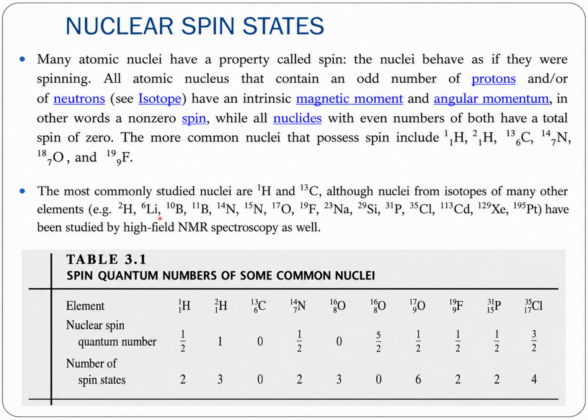The most commonly studied nuclei are proton and carbon, although nuclei from isotopes of many other elements have been studied by high-field NMR spectroscopy as well. So this shows the element and nuclear spin quantum number, and also the number of spin states. So how is it measured?